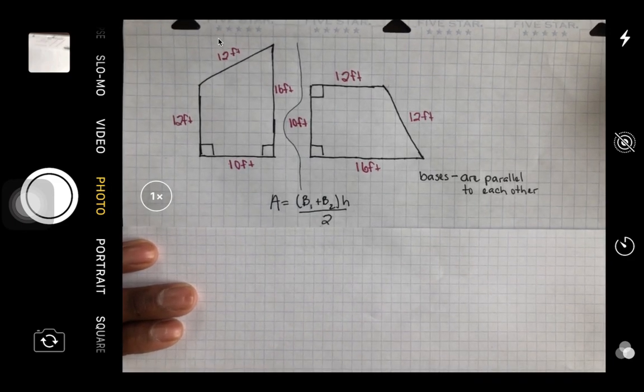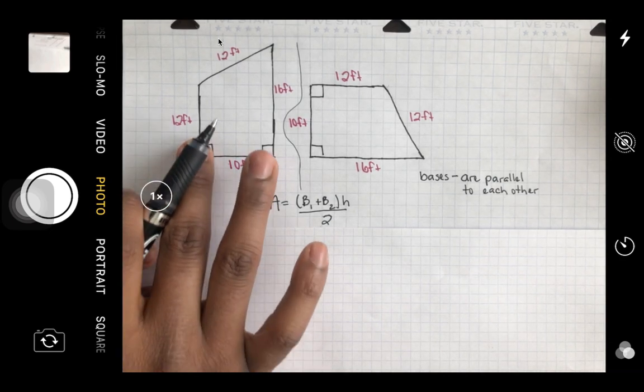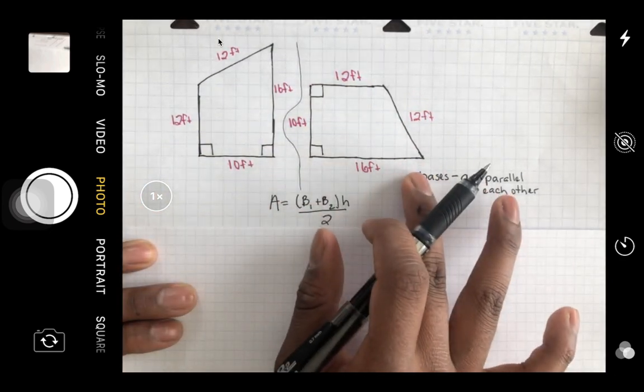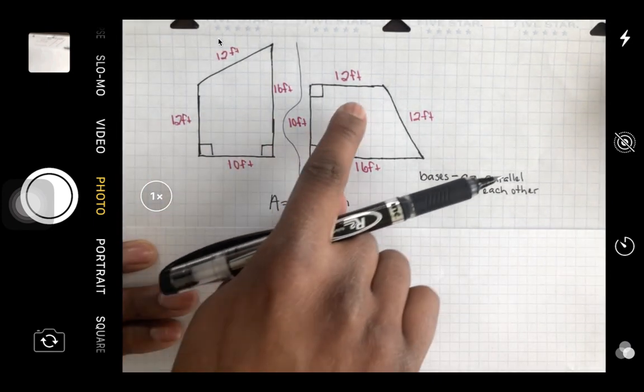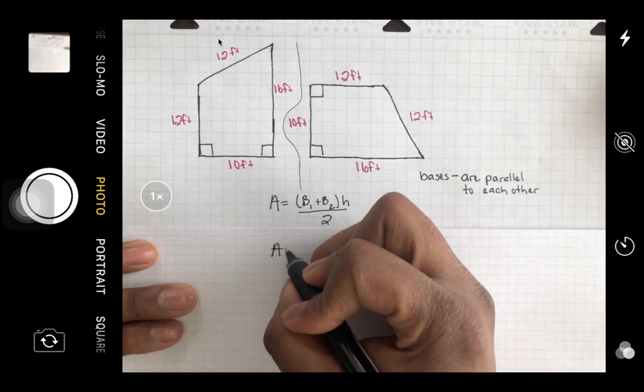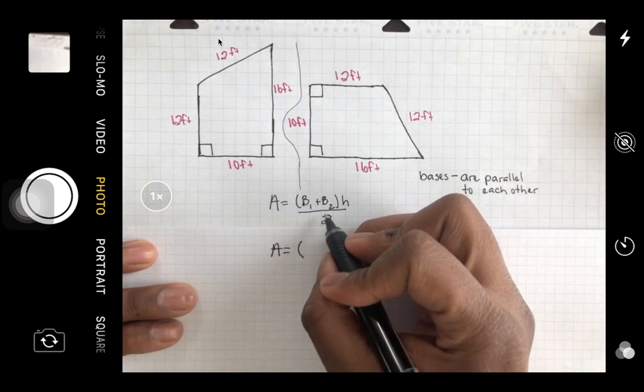Now, in this case, my two parallel lines for this trapezoid here are the left and the right one. For this one, it's the top and the bottom one. They have the same numbers. They're the exact same trapezoid. I just drew them differently. But once we figure out our parallel lines, we can input them into our bases.